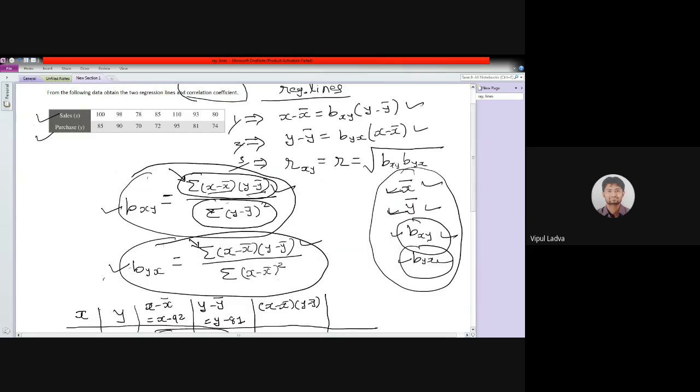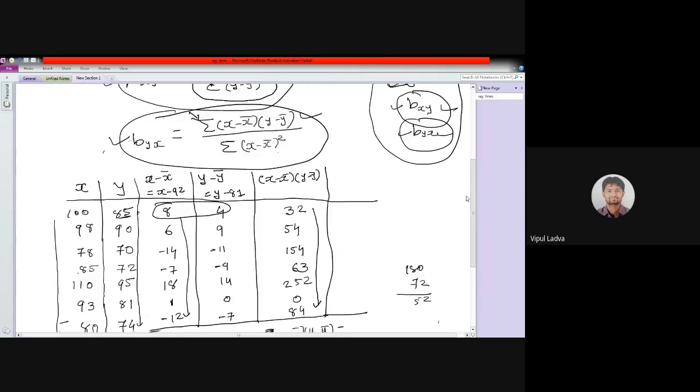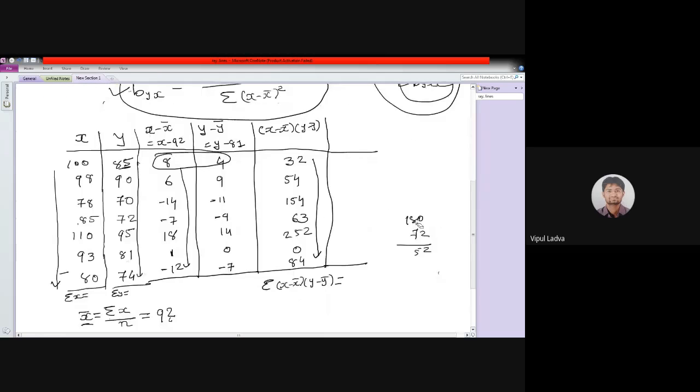We need to prepare the summation of x minus x bar the whole square and the summation of y minus y bar the whole square. So for that we need to prepare two more columns. The next two columns will be x minus x bar the whole square, and then we'll try to find y minus y bar the whole square. This is x minus x bar.